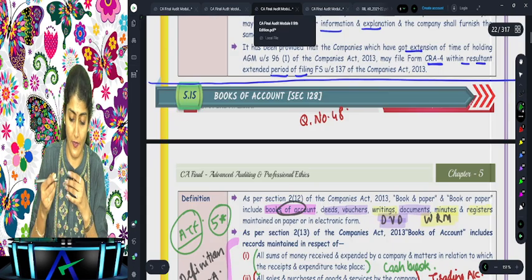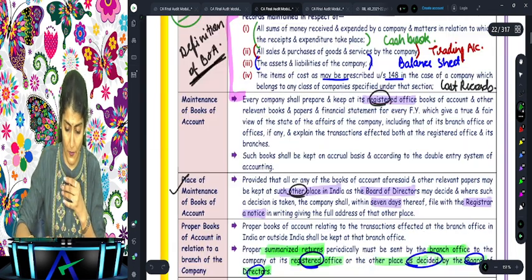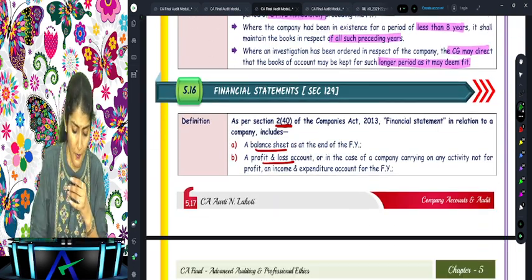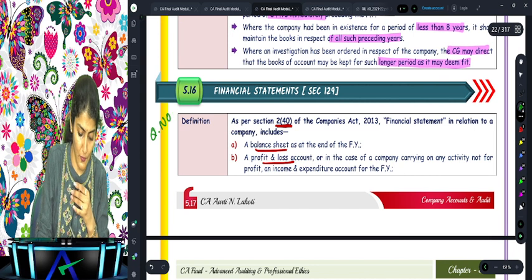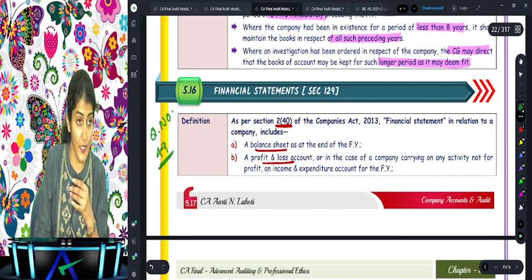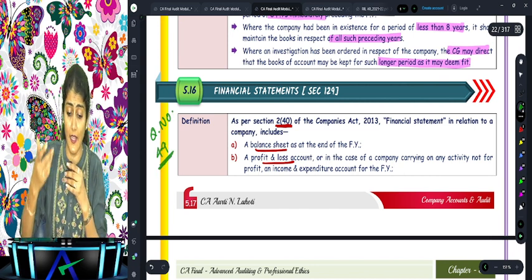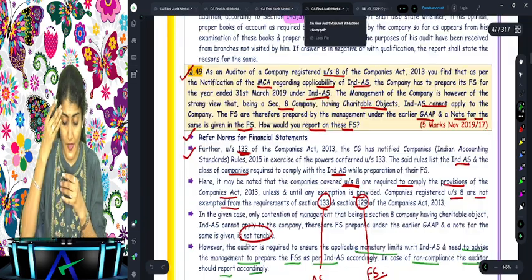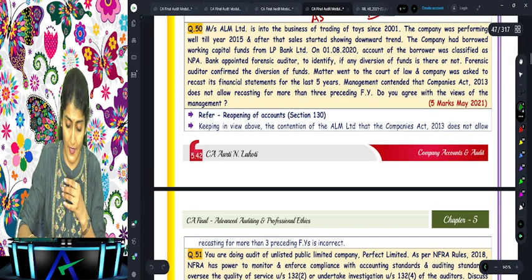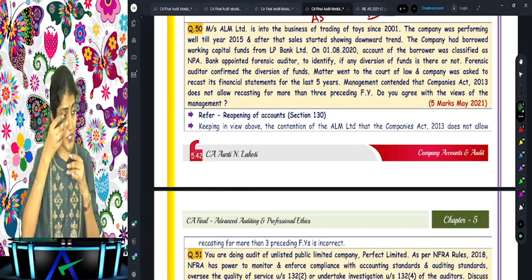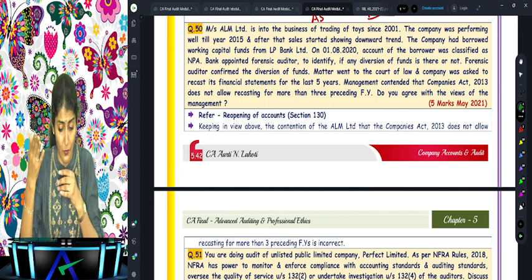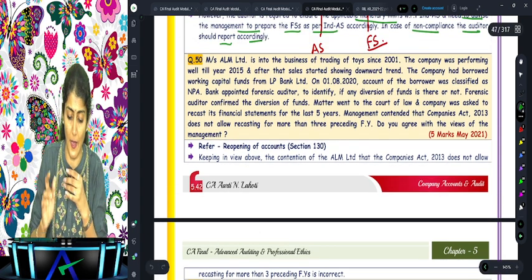So regarding the financial statements, which question number do we have over there? Question number 49, which is regarding whether Ind AS is applicable to Section 8 companies also. Yes, for Section 8 also, as Sections 128 and 129 are applicable.